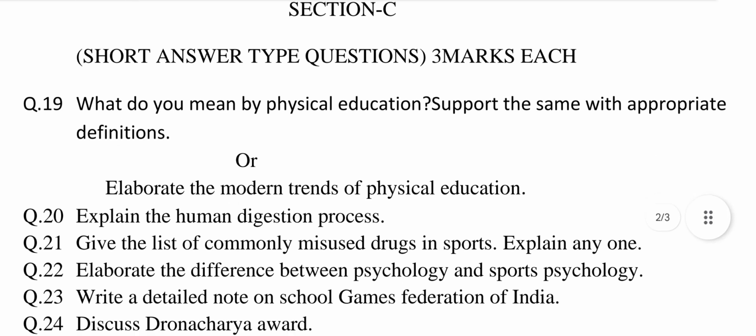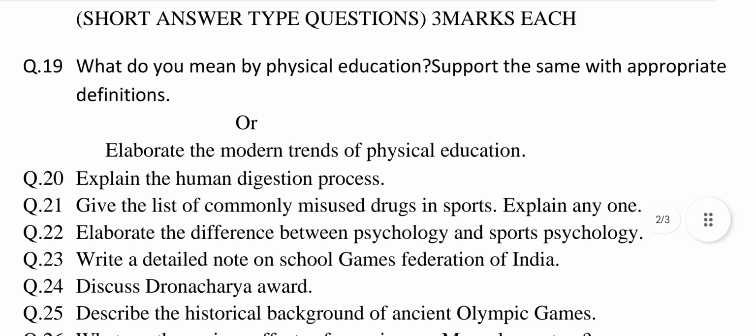Section C, short answer type question, 3 marks each. What do you mean by physical education? Write the same with appropriate definitions. This question is selected from chapter number 1, concept of physical education.